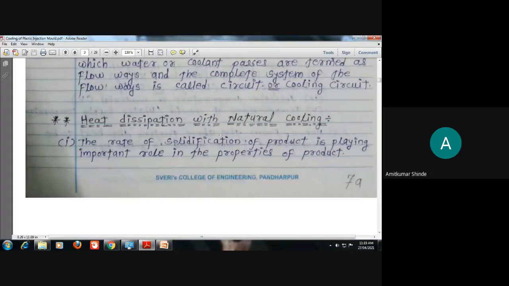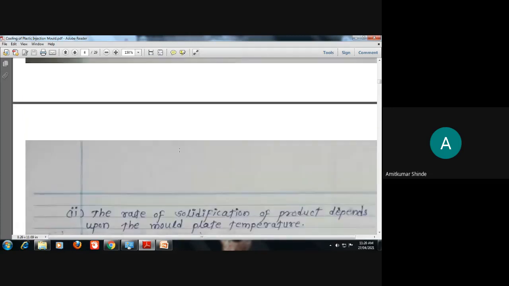One is the natural cooling and one is the artificial cooling. So these points you have to highlight here: how the heat dissipation will occur in the natural cooling, and how the heat dissipation will occur with the help of circulation of the water. These points are only mentioned here. Already we have discussed this.